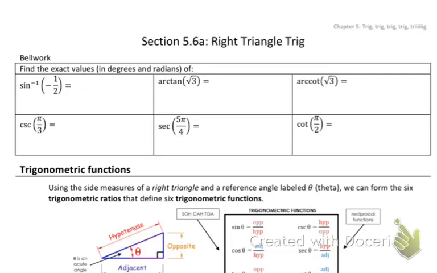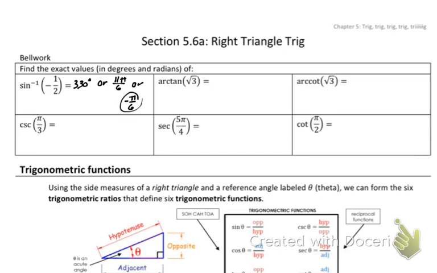We got sine inverse of 1/2. Who has it? I need an answer quick. Yeah, cool. 30 degrees or... Oh, not 30 degrees. You said 300. Yeah, 330 degrees. Or 11 pi over 6 or negative pi over 6.